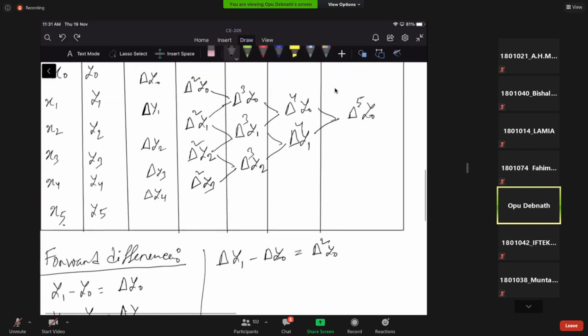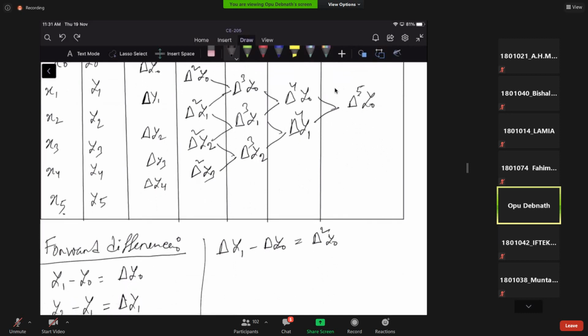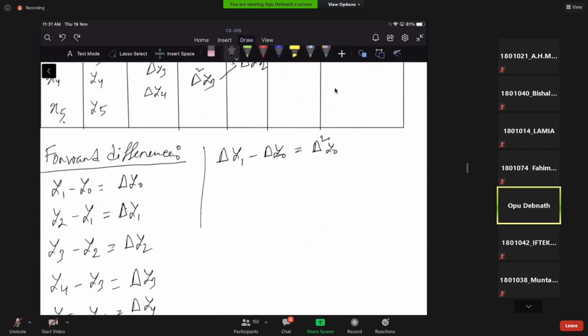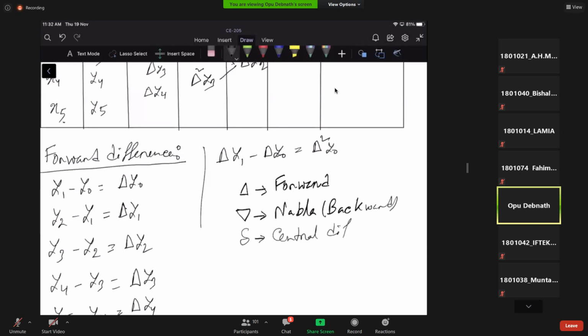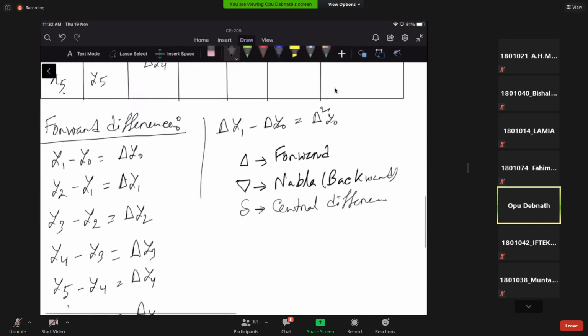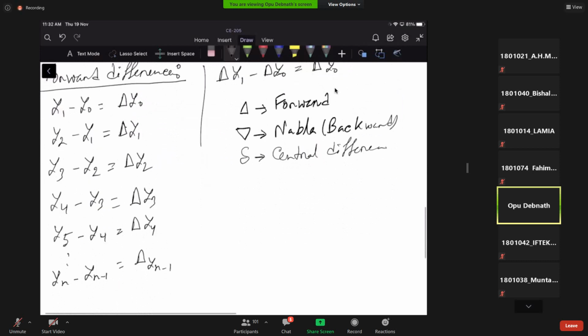So this is the formation of the forward difference table, and we use the del operator. This is the del operator, it indicates forward difference. Similarly, for backward difference, we use the nabla operator, which represents the backward difference. The small delta represents the central difference. So next we will discuss the next term, that means backward difference.